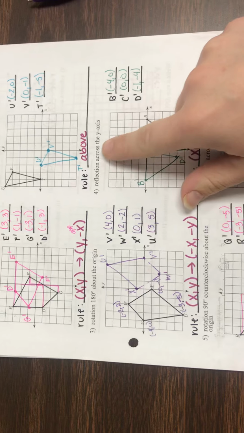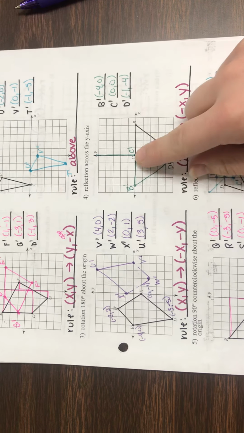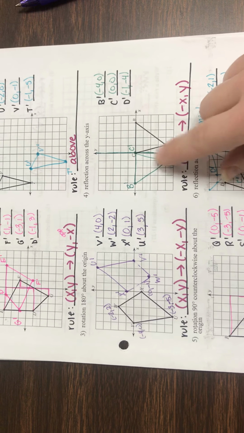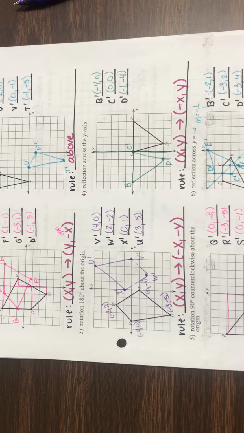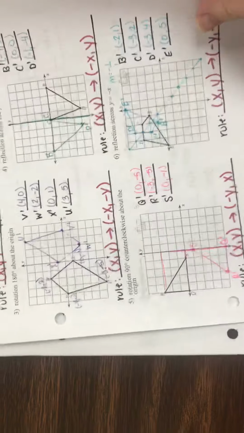When you're reflecting across the line, remember you want the points to be the same distance on each side. So if B is 4 right here, I want it to be 4 right here. D is 1, I want it to be 1. If it doesn't move off the line, it stays on the line.